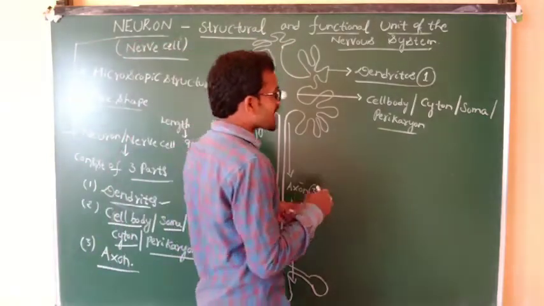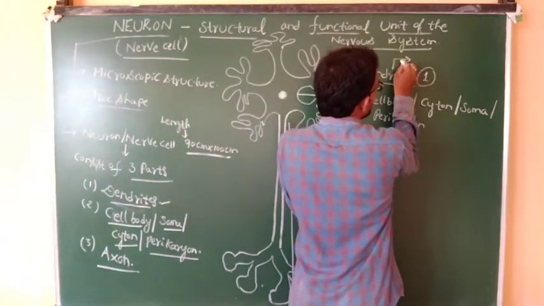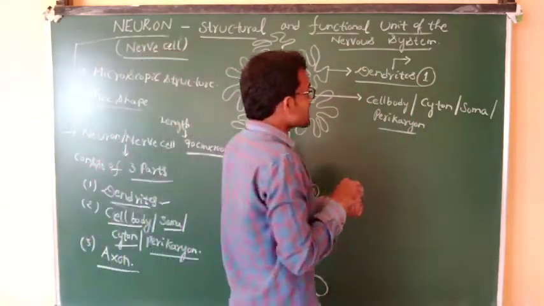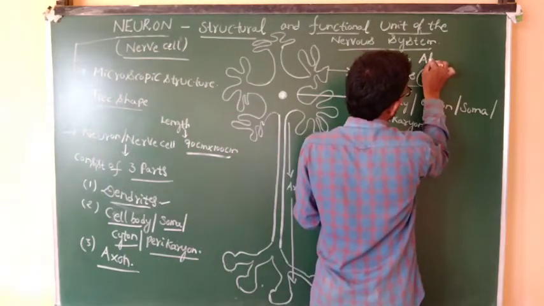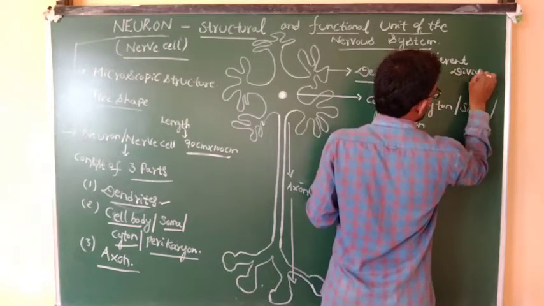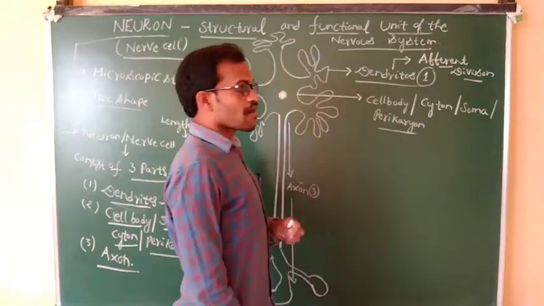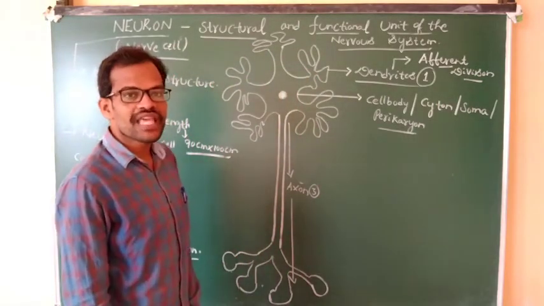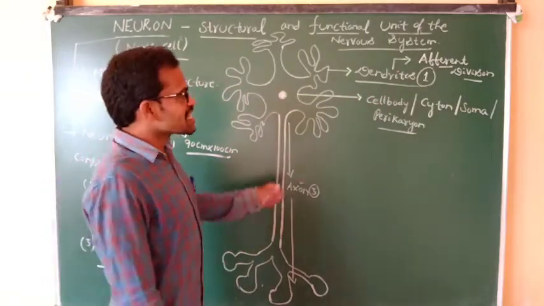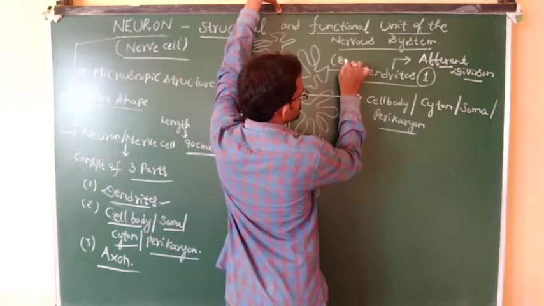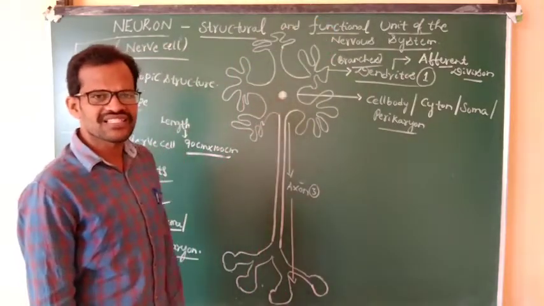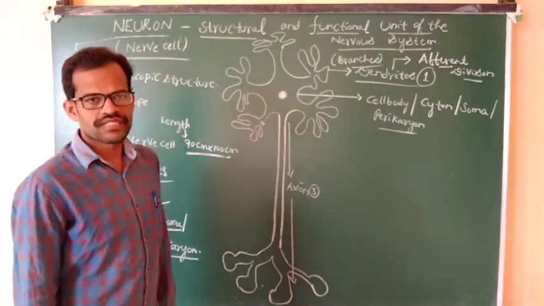The dendrites are always away from the cell body. That's nothing but the efferent division. These are the branched structures with a number of branches. They arise from the cell body.